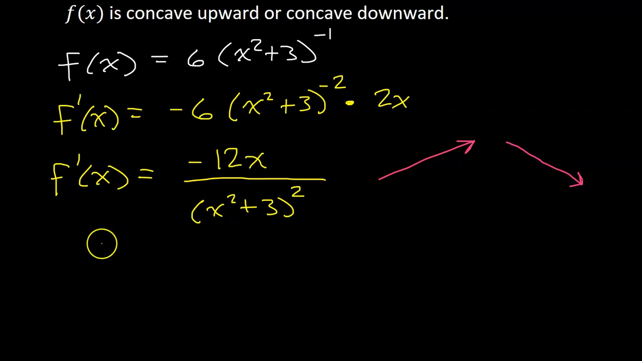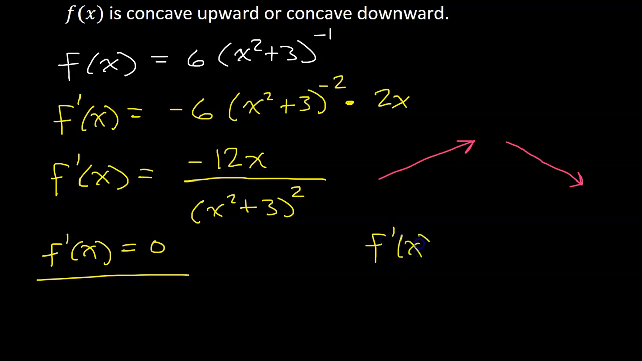Now, we will not need the critical numbers for the concave upward and concave downward question, but for the bonus material, we will. So I'm going to go ahead and find the critical values from the first derivative. For the critical numbers, we need to know where the first derivative is equal to 0. And we also need to know where the first derivative is undefined.